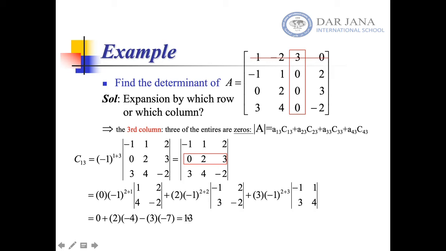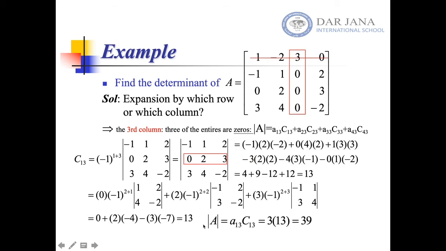So C13 is 13. That means the determinant of the 4 by 4 matrix is equal to A13 times C13. A13 is 3 and C13 is 13. 3 times 13 is 39. So this is the determinant of a 4 by 4 matrix. This is how to find the determinant of a 4 by 4 matrix.